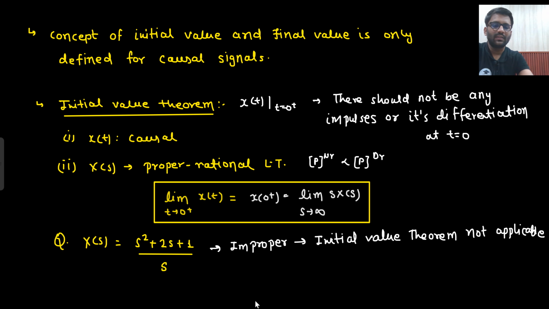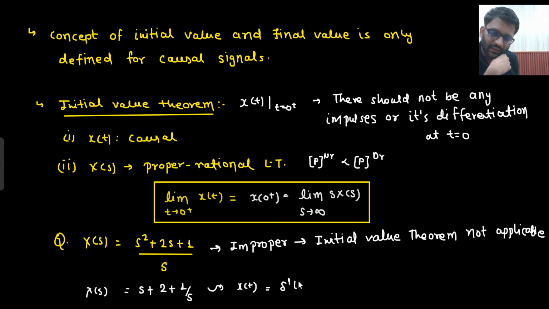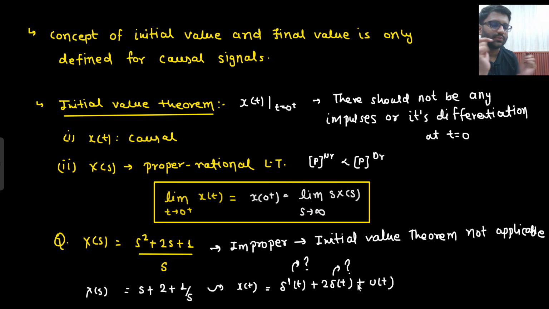Proper and rational. This is improper, so it is gone. Why? Because if you find out, X(s) is s plus 2 plus 1 by s, and from here x(t) is delta dash t plus 2 delta t plus u(t). And I told you there should not be any impulses and their differentiation at t equals to 0. So if you have these at t equals to 0, you cannot define the initial value.